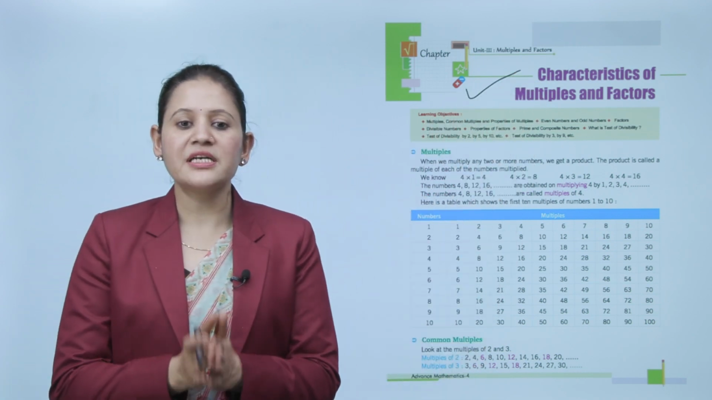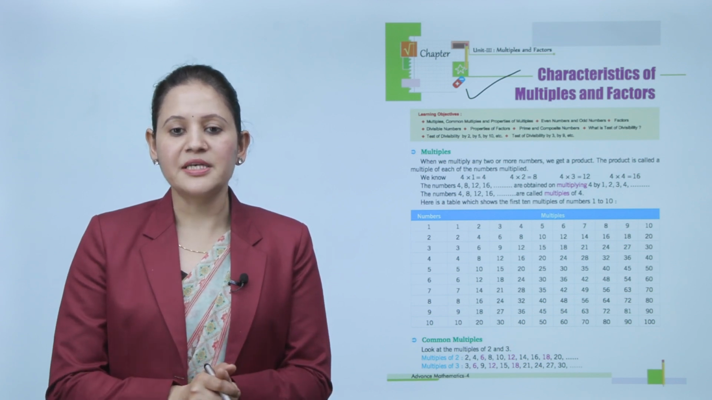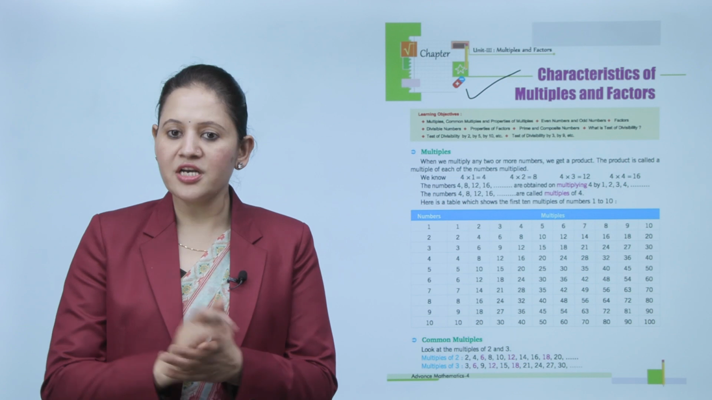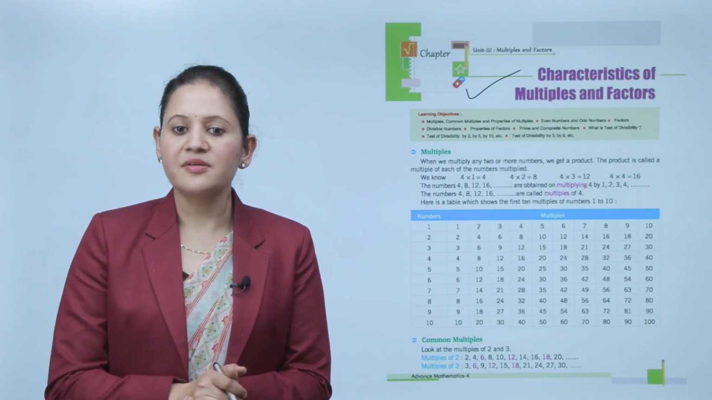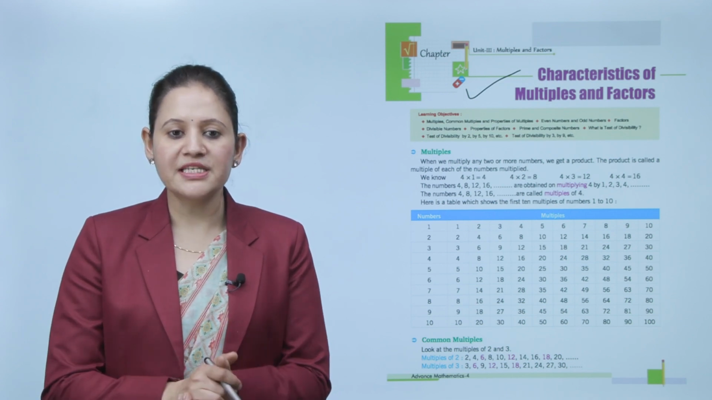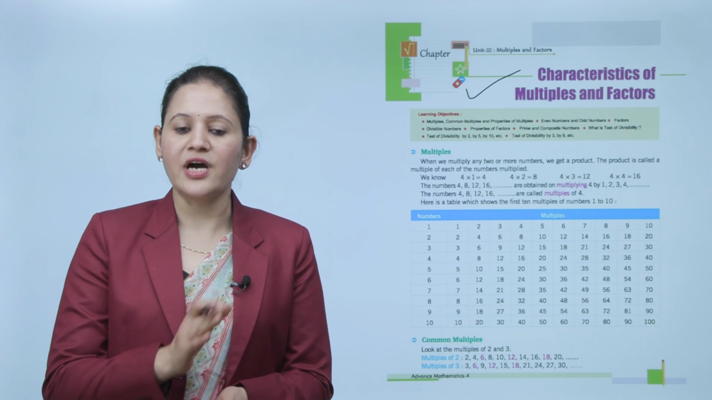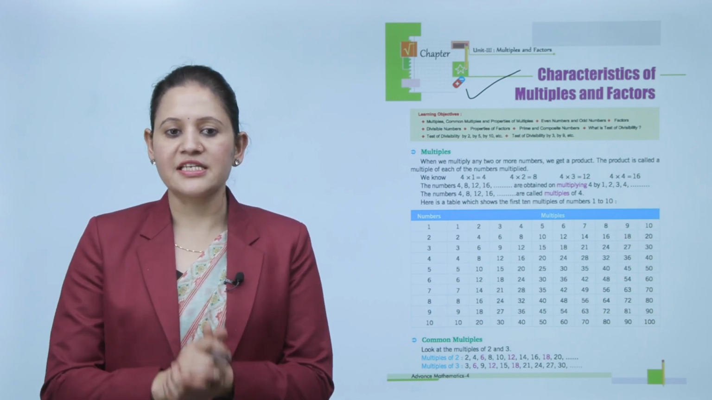Learning objectives are multiple, common multiple and properties of multiples, even numbers and odd numbers, factors, divisible numbers, properties of factors, prime and composite factors. What is the test of divisibility? Test of divisibility by 2, 5 and 10. Test of divisibility by 3 and by 9, etc.